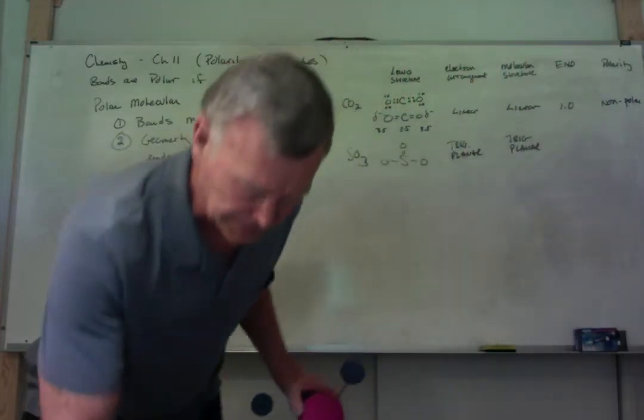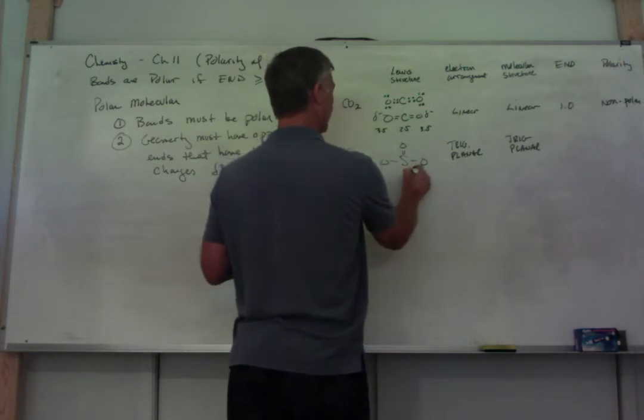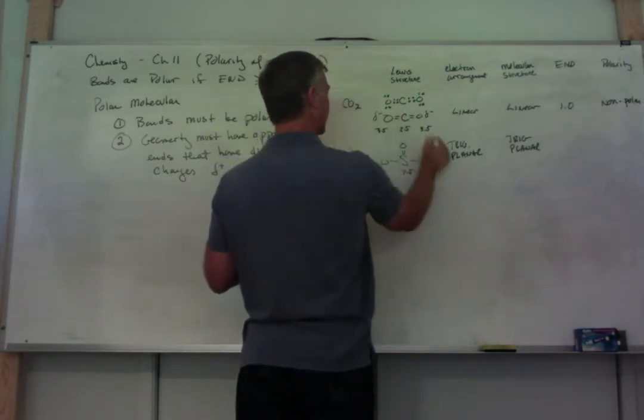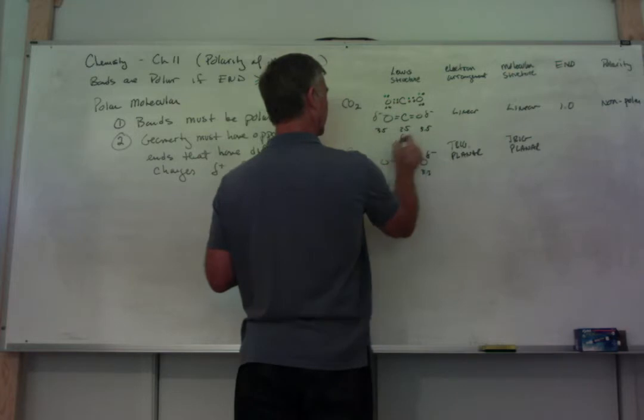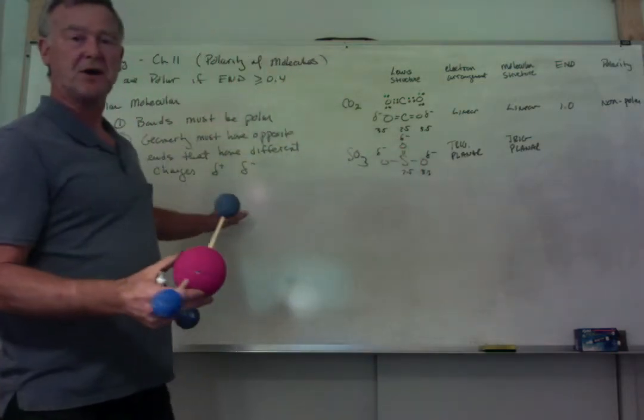The electronegativity difference here, sulfur is also 2.5. So this is 2.5, 3.5. So just like this one, partially negative, partially negative, partially negative. So there are polar bonds on this.